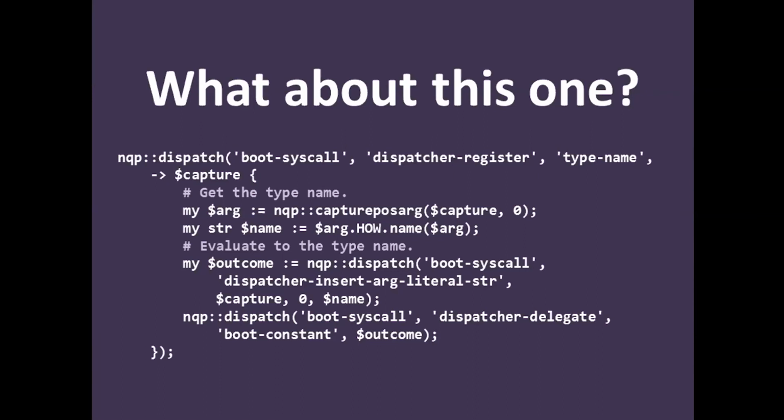And then we're going to take our call site and we're going to insert a literal string as the 0th argument. And then we will delegate to boot constant. Now, boot constant ignores everything except the first argument. Boot value does as well. So inserting something at 0 just means throw away the rest if we give it to one of these two. So we've got something which hands back type name.